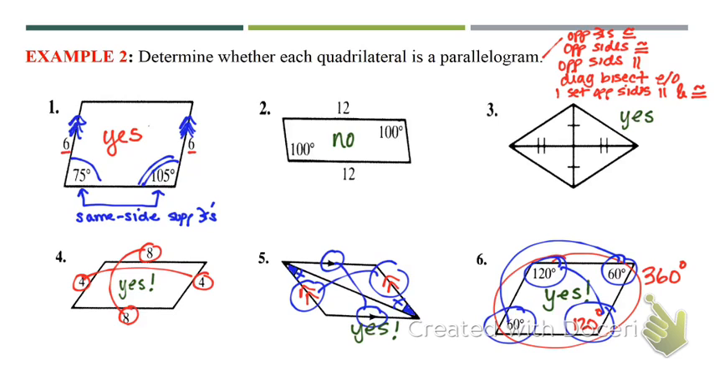So you'll be given pictures like these, and you are going to need to decide whether or not you have one of these properties happening, one of these theorems that shows how to prove something is a parallelogram, so that you can decide yes or no.